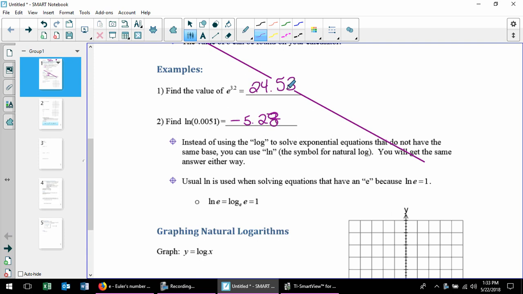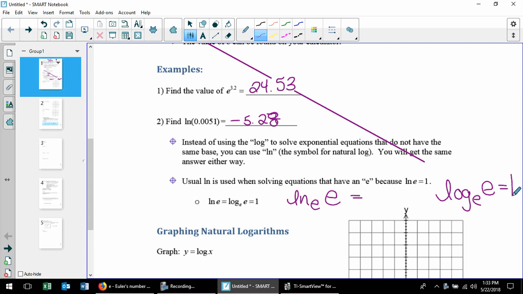So if we have ln base e to the argument e, what's that equal to? Anytime a base and an argument are the same? Okay. Now if you did this in your calculator, well, except you can't do log base e, that's also going to give you a value of 1.